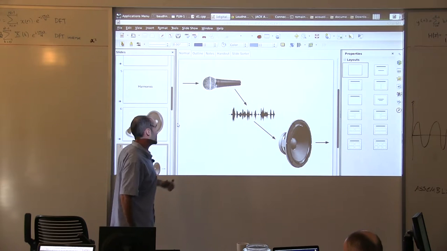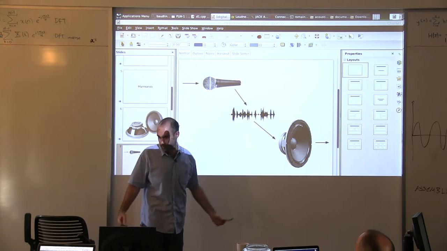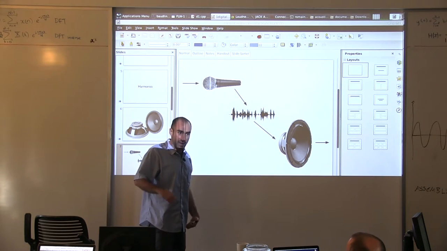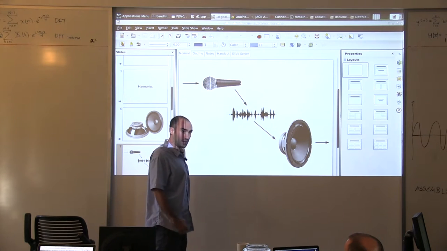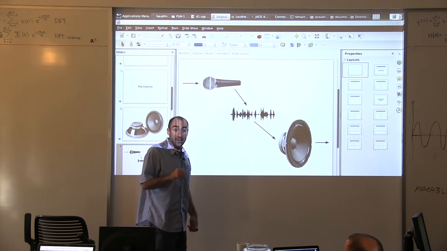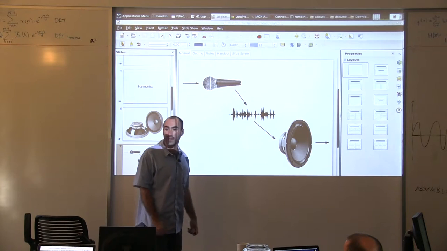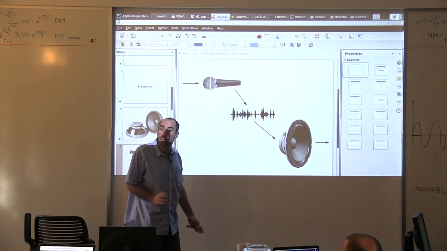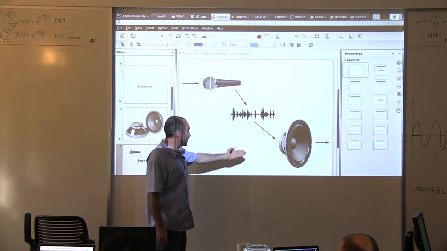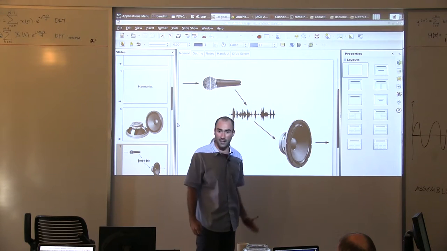Okay, so it means that I can use my microphone as a speaker too, right? If I take my microphone and plug it into my stereo system in my living room, it's going to make sound. It's going to be very bad for the microphone. You're probably going to break it, but maybe for 2 seconds it's going to make sound. And the same thing with the speaker. I can use the speaker as a microphone.